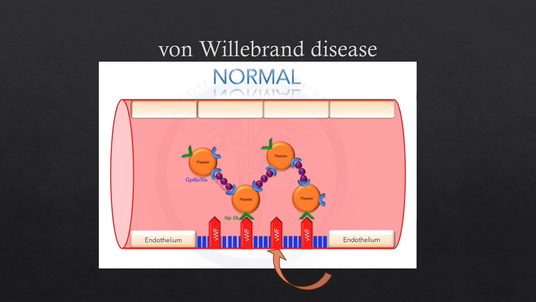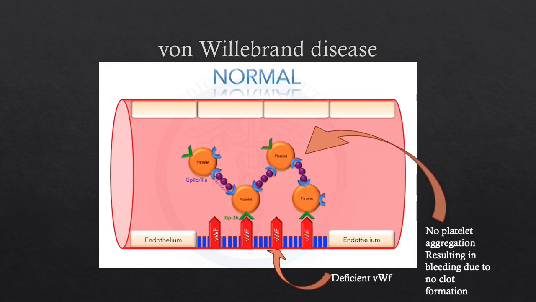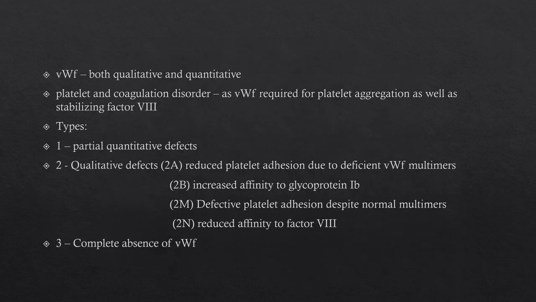physiological process, von Willebrand factor helps in the adhesion of platelets by binding to the receptors on the platelets, 1b, 2b, and 3a. So if it is deficient, there is going to be no platelet aggregation, resulting in bleeding. So von Willebrand factor disorder can be due to qualitative and quantitative defects in the von Willebrand factor.